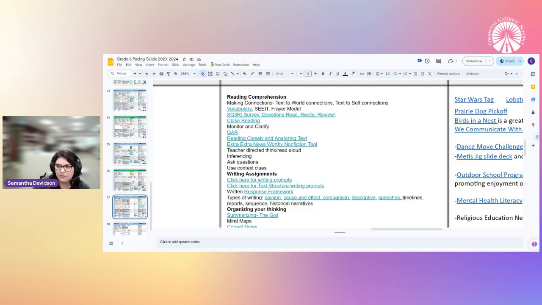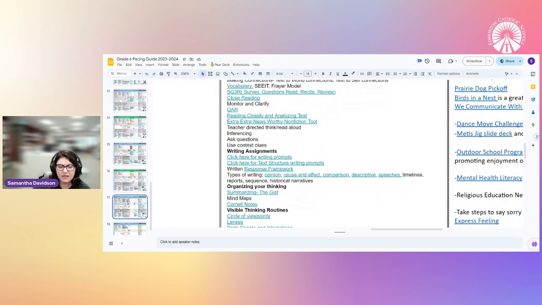So really looking at vocabulary, surveying, questioning, reading, and continuing on with teaching close reading strategies, and of course, monitor and clarify. What is the question asking, or what is the reading truly telling us? That's going to be important. How do we annotate and analyze the sources that we have there? Inferencing, especially when we're looking at some of the vocabulary and some of the less concrete ideas.